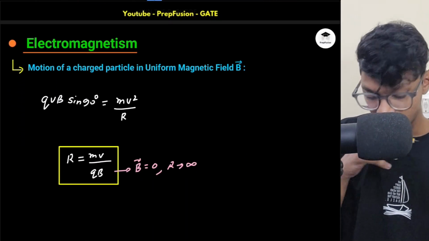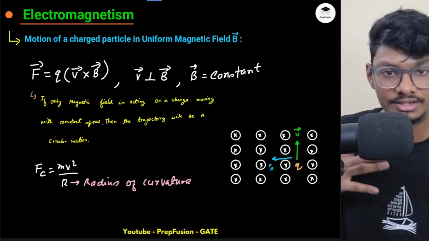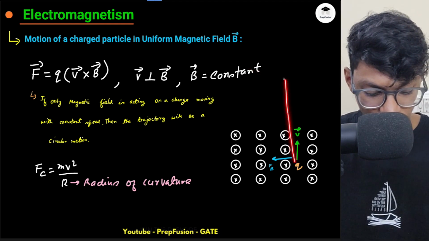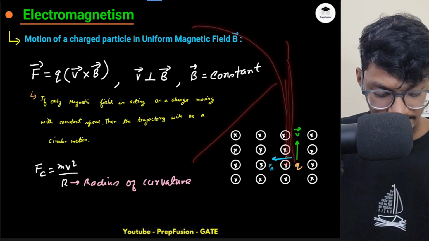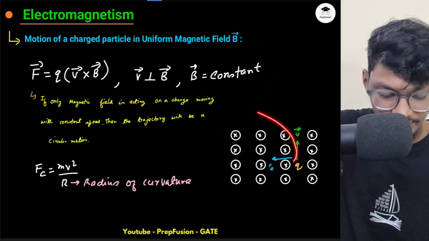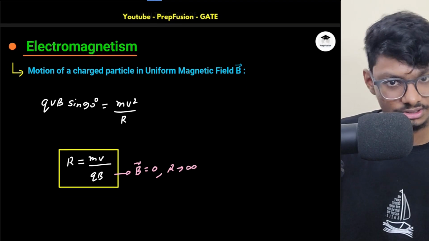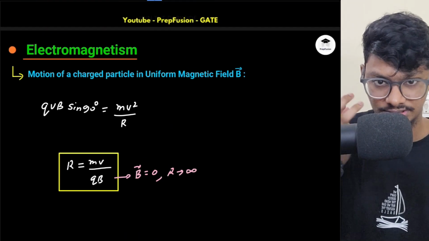Now what if my velocity increases? If my velocity increases, the radius of curvature also increases. Why? Because it will go faster, so the radius of curvature will also increase, as the magnetic field will take more time to change the direction. That is the reason why the radius of curvature increases. Good. If my magnetic field reduces, the radius of curvature increases, because the strength reduces.